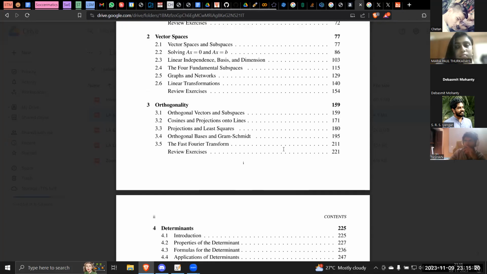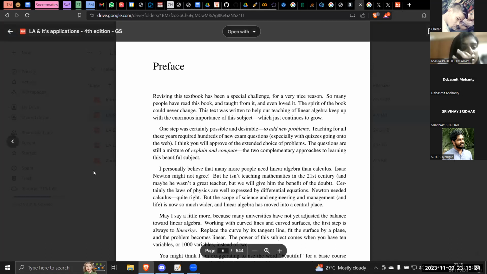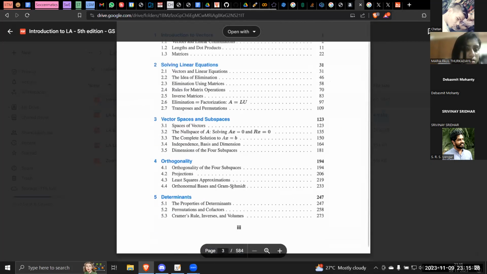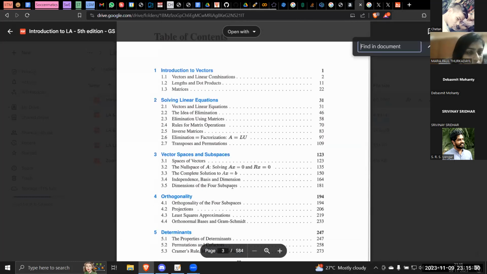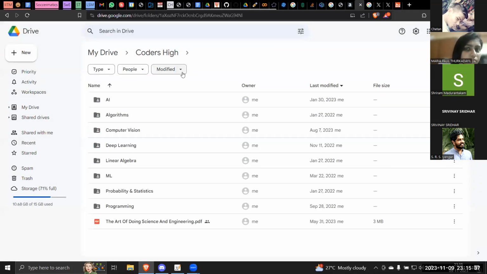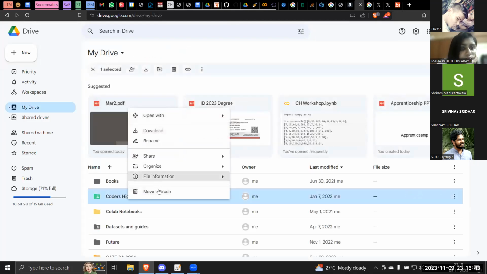I can't find it in this one. Am I looking in the wrong place? Can we access this drive link? Yeah, if you have an ITM BS degree ID, you can access this. Oh, okay.